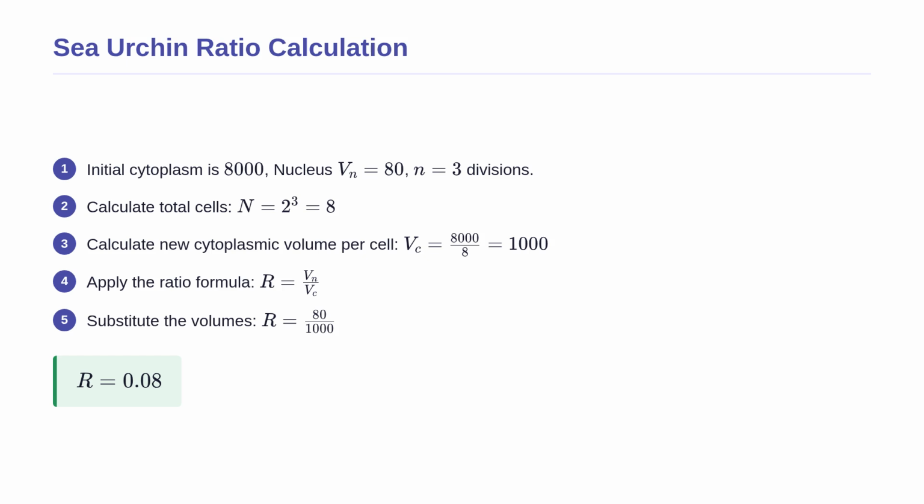Finally, we plug our nuclear volume of 80 and our new cytoplasmic volume of 1,000 into our ratio formula. Dividing 80 by 1,000 gives a final ratio of 0.08. This proves mathematically how cleavage rapidly increases the ratio from its initial tiny value, restoring biological control.